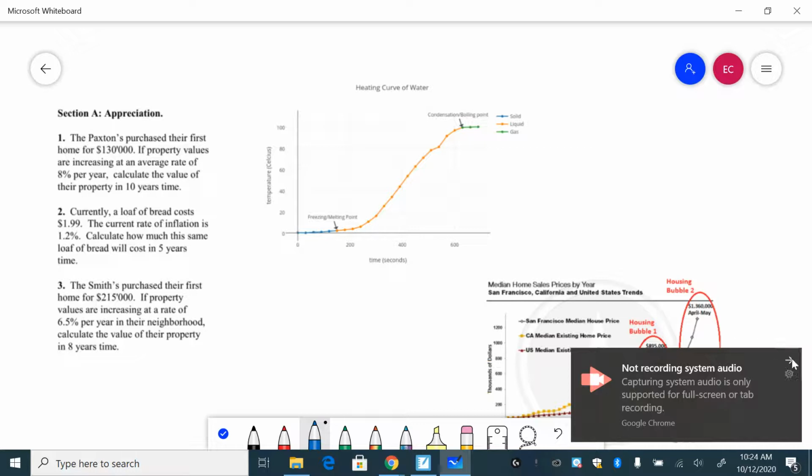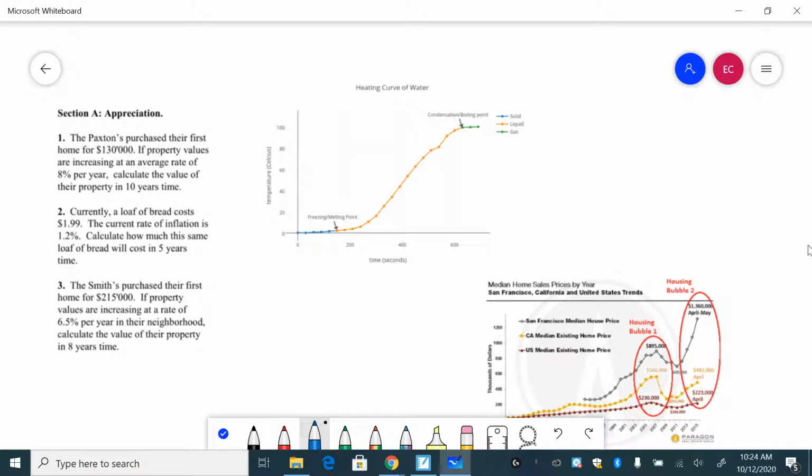Okay, in this unit, we're going to do something called appreciation. So it belongs to part of the exponential unit. It belongs in the exponential unit because the curve is slightly different. As you can see in this graph, it's not going up linearly. It's not like a line.